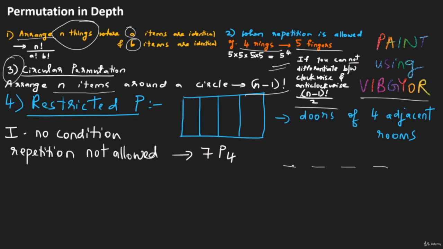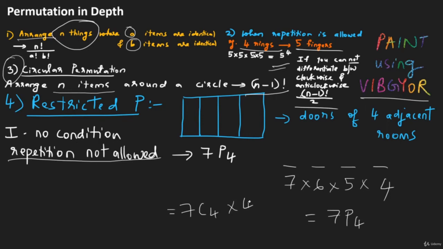This can be also thought of as, say this is door 1, door 2, door 3, door 4. The first door can be painted in 7 ways. The second one can be painted in 6 ways, except the color which is already used over here, because repetition is not allowed. The third door can be painted in 5 ways and the fourth door can be painted in 4 ways. So these 4 doors can be painted in 7 into 6 into 5 into 4 ways, which is the same as 7P4. This can also be thought of as 7C4 into 4 factorial. 7C4 is the number of ways in which you can select 4 items from 7 items, and after you have selected 4 items, you can arrange them among themselves in 4 factorial ways.